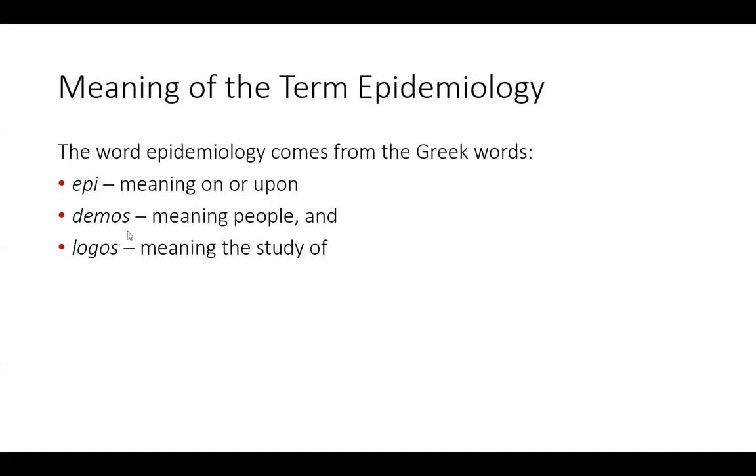Then the second term is demos. Demos means people. And the third and last term that epidemiology is made of is logos. We all know that logos means the study of something. So when you combine the 3 terms, it means the study of something that is on or upon the people. Now, what do we mean by on or upon? On or upon means something that has befallen the people.